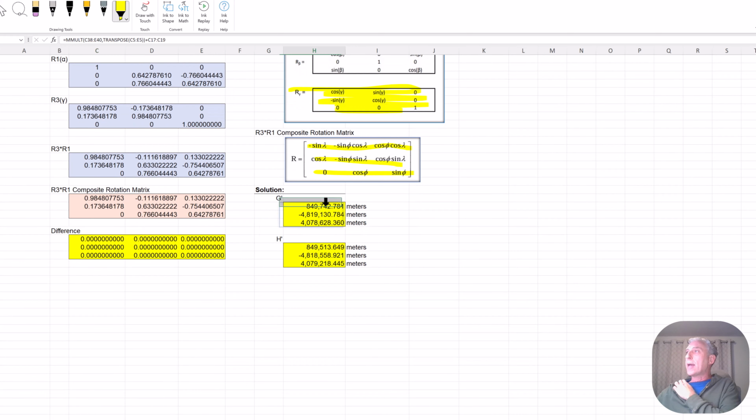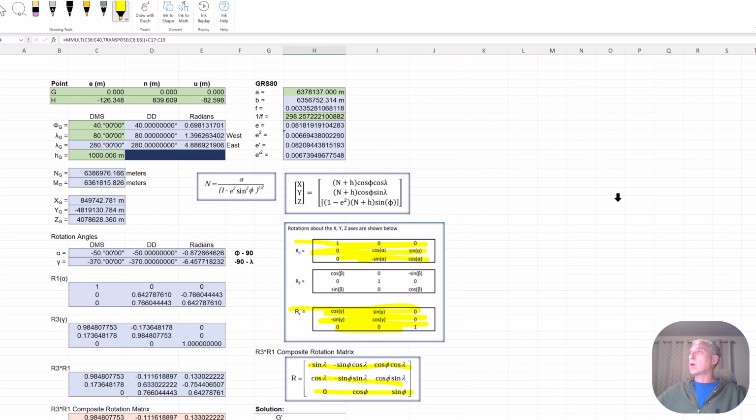And when I do that, I get just what I would expect for G prime, which is the translation vector itself. Those are the coordinates of my translation vector. They happen to be the coordinates of G prime in the new system. And then I just did that for H and got those values.